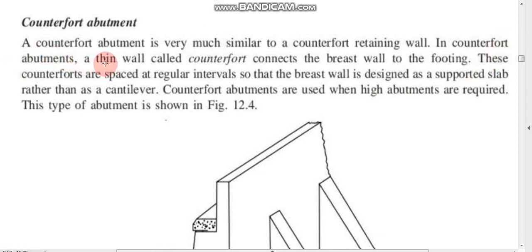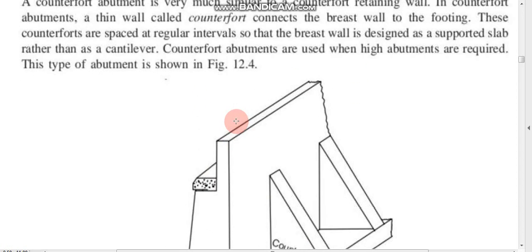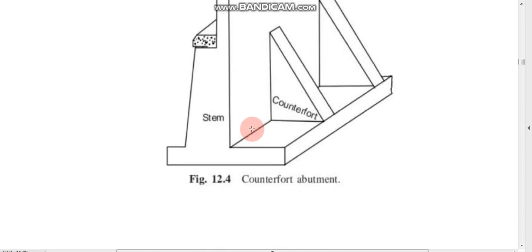In counterfort abutments, a thin wall called counterforts connects the breast wall to the footing. These counterforts are spaced at regular intervals so that the breast wall is designed as a supported slab rather than as a cantilever. So if these counterforts are not present, this wall of the abutment will be working as a cantilever wall. So to support this cantilever wall, the abutments are connected with these counterforts. So counterfort abutments are used when high abutments are required, as shown in this figure.